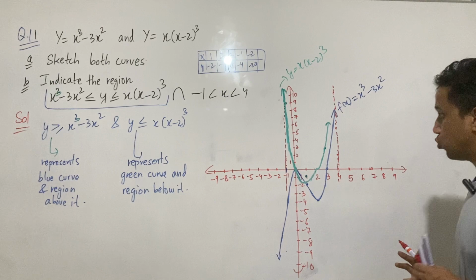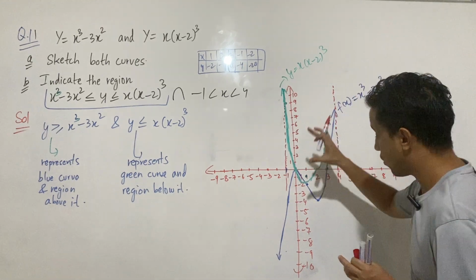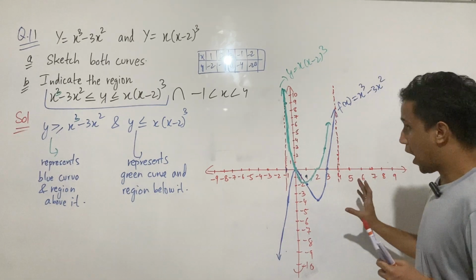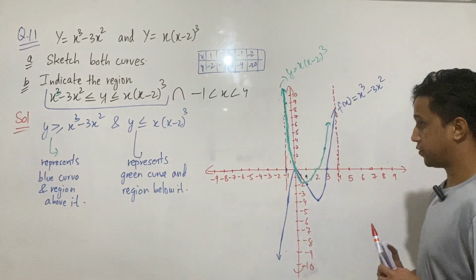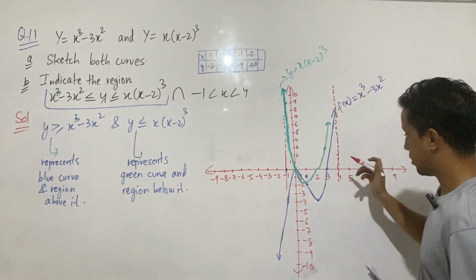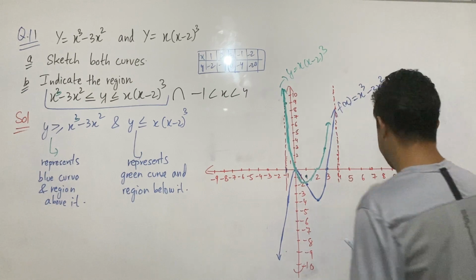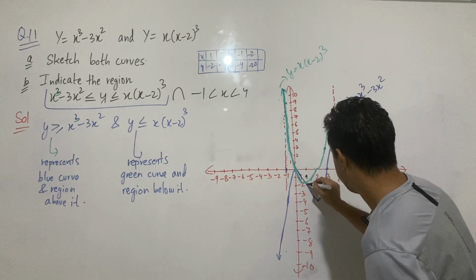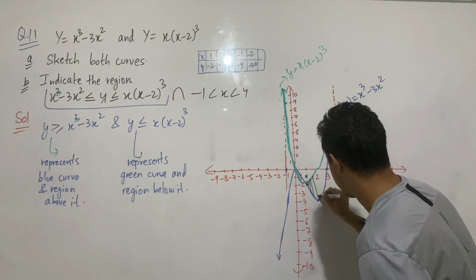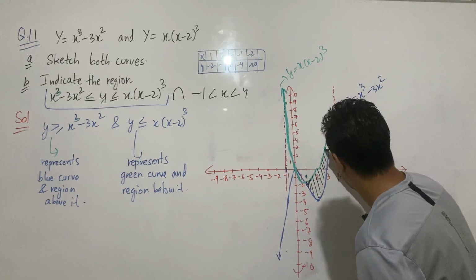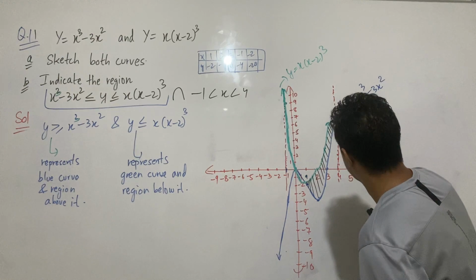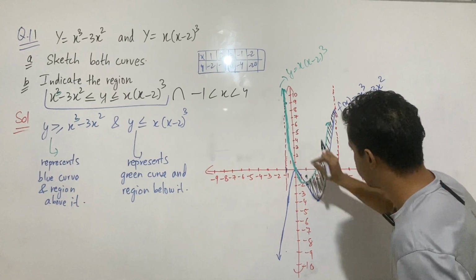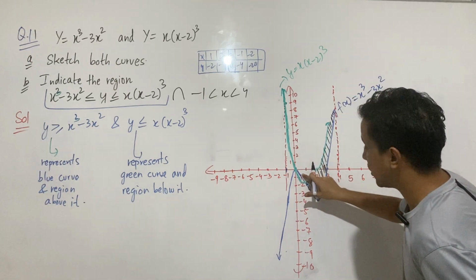Now they are talking about the intersection of these curves. Now see here, we know that the blue curve and above the blue curve means they are talking about this region. Now see here, this region, this region, this region. Why am I not using this? Because this part is not going to be the intersection.